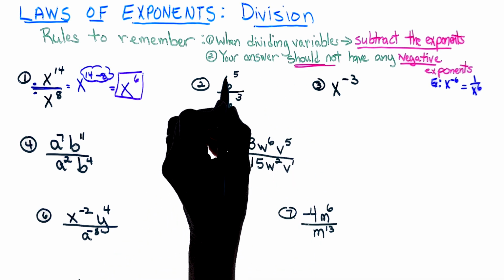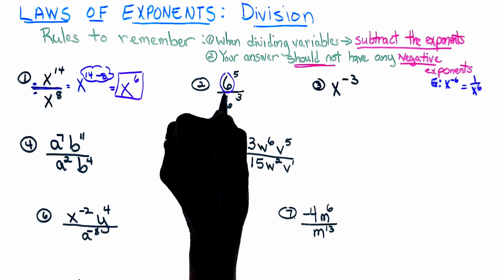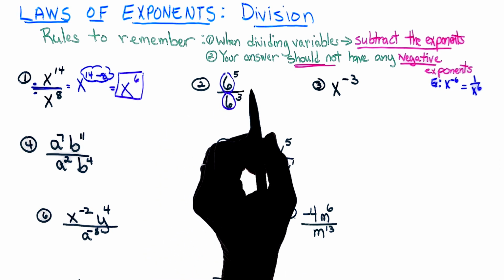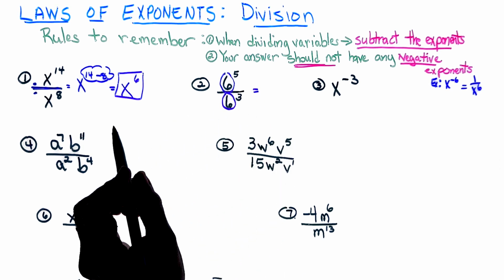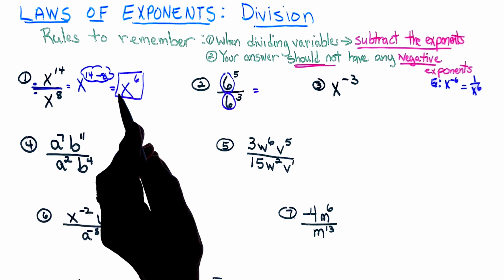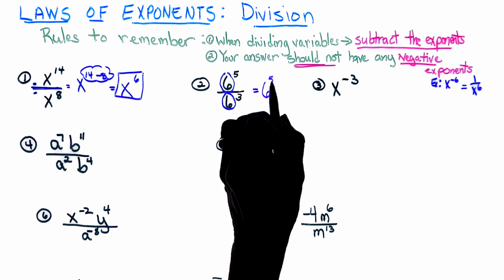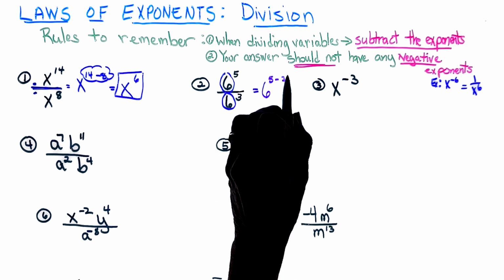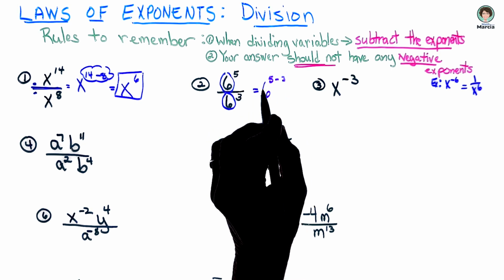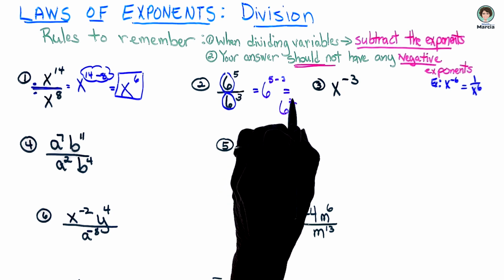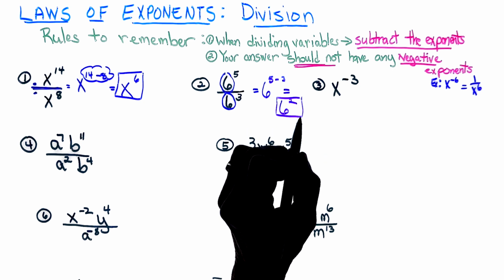I know it mentioned variables up above. However, we see here we have the same base, and the base actually is 6. So we're going to do the exact same thing that we did for our variables. When I'm working this problem, there's my base, and I'm doing 5 minus 3. And again, 5 minus 3 we know is 2, so 6 squared. And there is our answer.